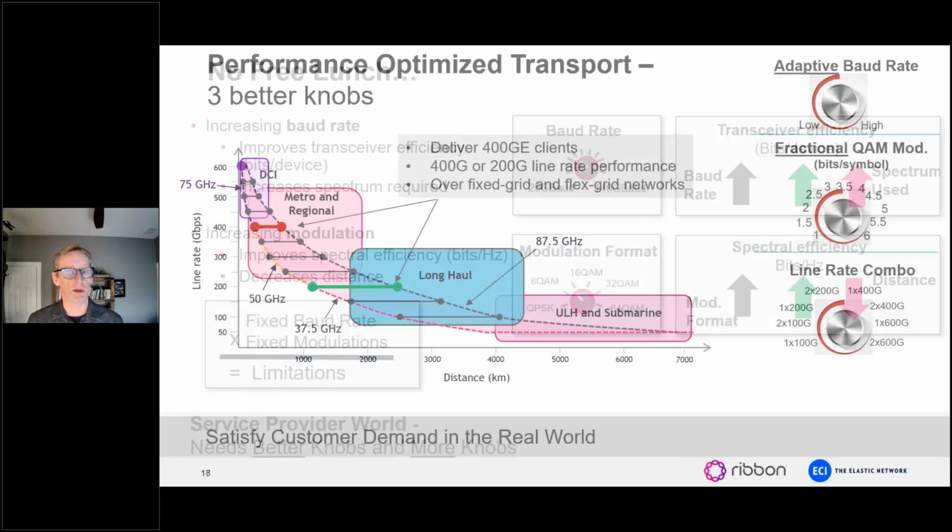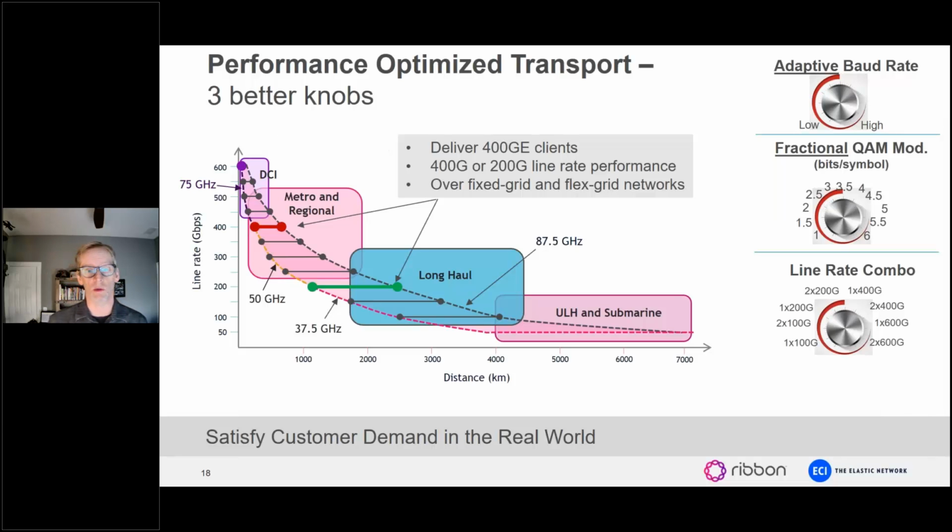So one capability that we have on our systems, we give you not just 2 knobs, we give you 3 knobs. 3 is always better than 2. And we let you tune the granularity of those knobs more flexibly. And it's all done with the management system, so you really don't have to know a lot of details here. The important thing is you get the flexibility. So we have something called adaptive baud rate. So we have lots of baud rate choices for you to pick from, not just a couple.